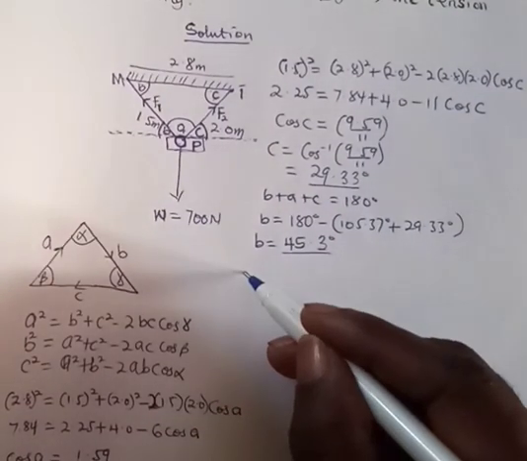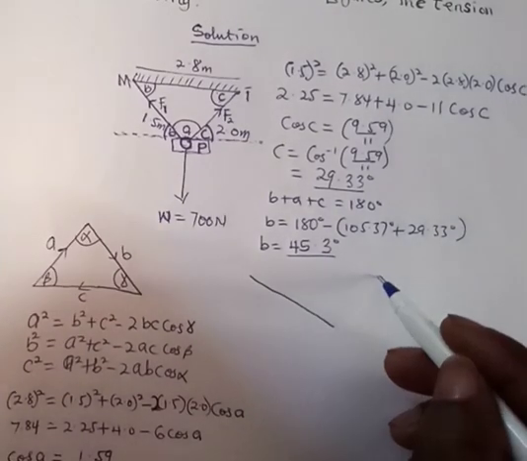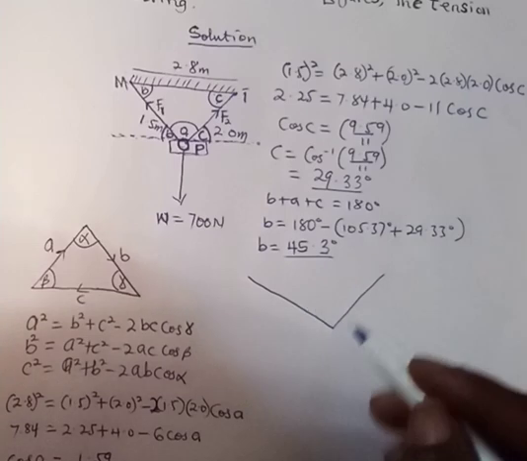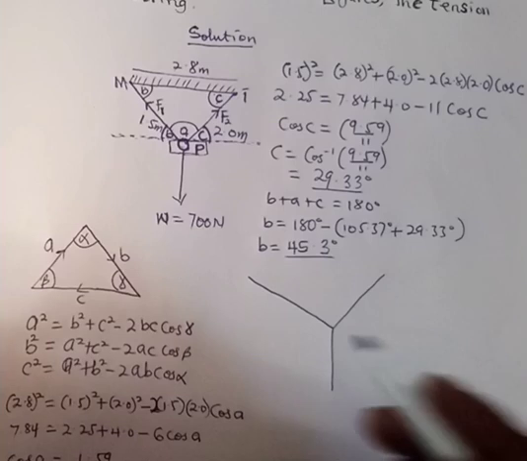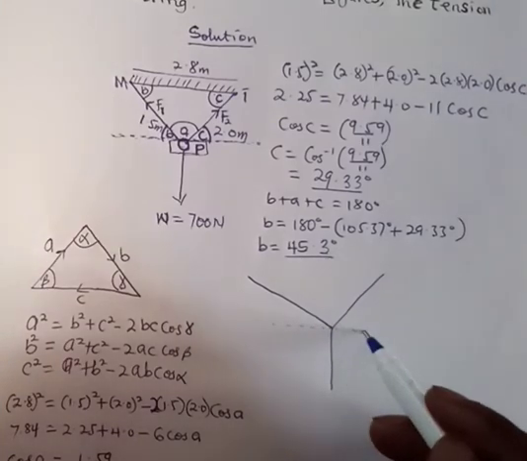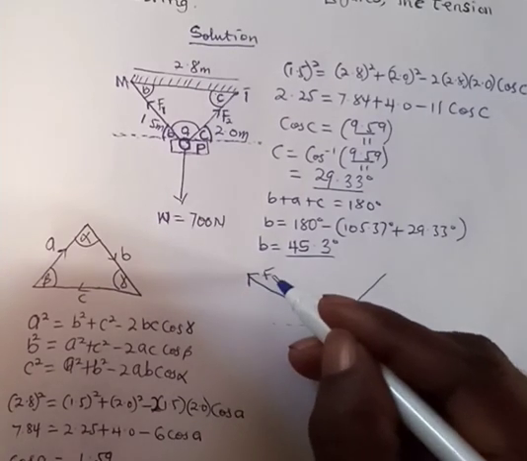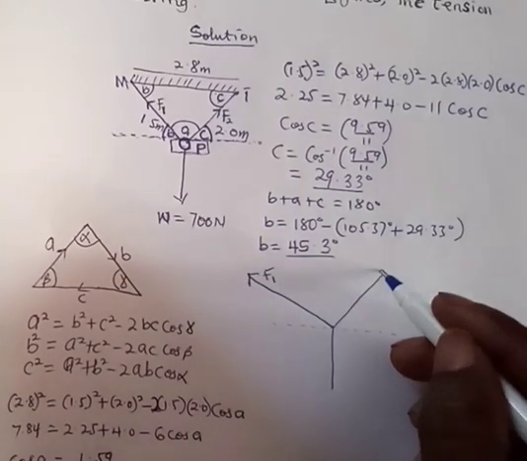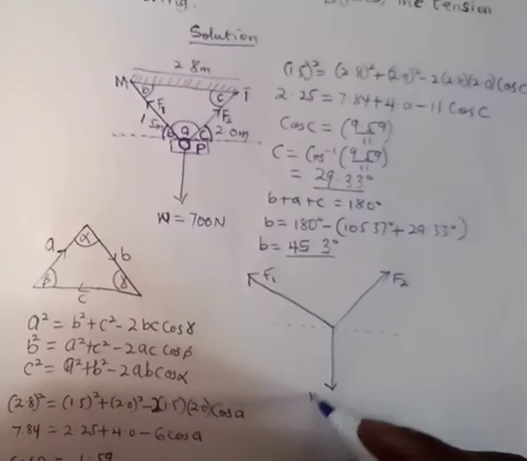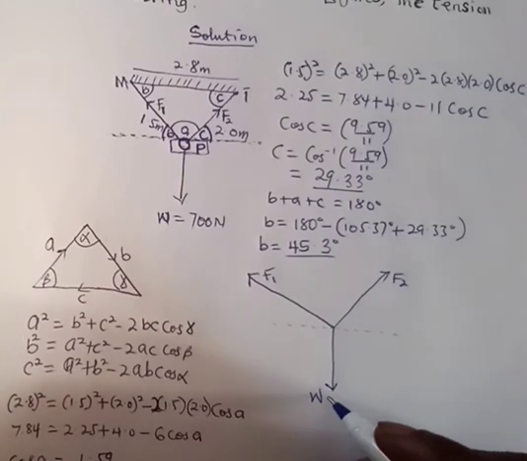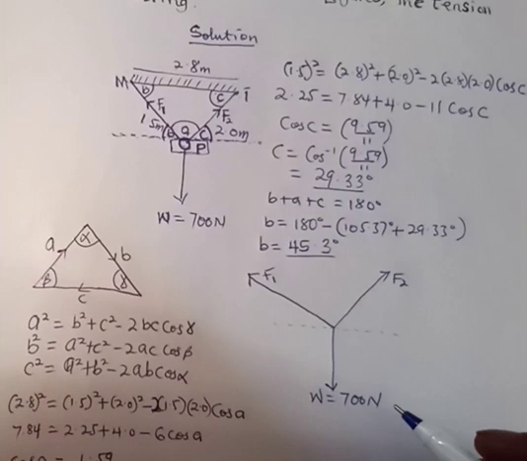So once we are able to find the angles here, then we can do another sketch. So let's do our sketch here. Have you gotten that? So let me bring this trace of line here. So we know that this is our F1, which is first tension, and this is our F2, and then this is our weight. Have you gotten that? Where we already know it as what? 700 Newton. Have you gotten that?